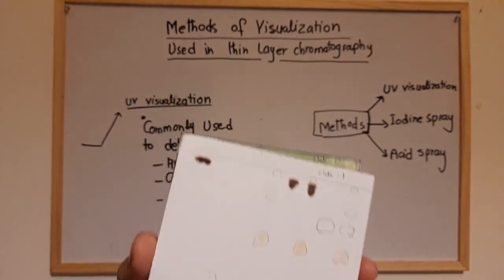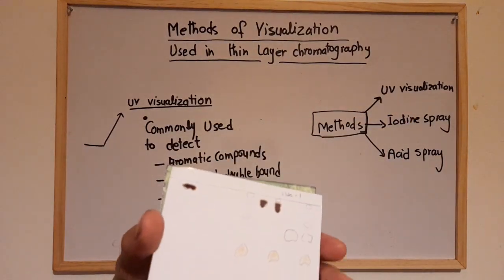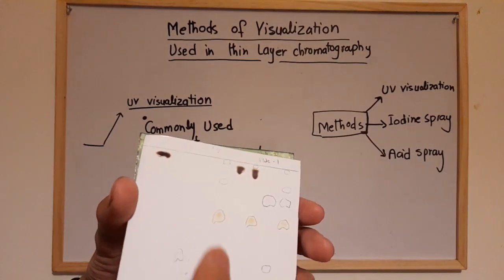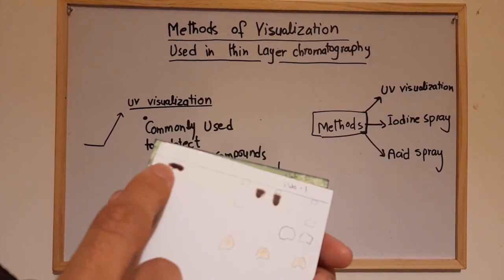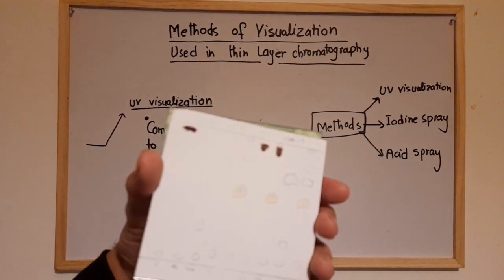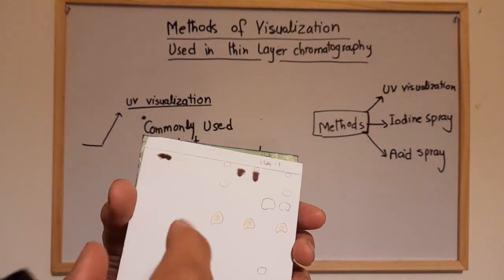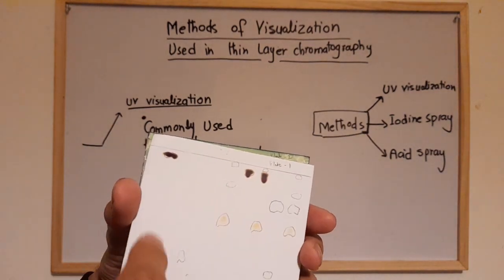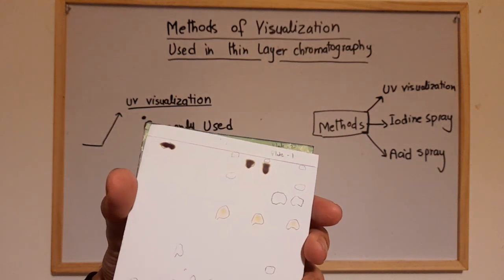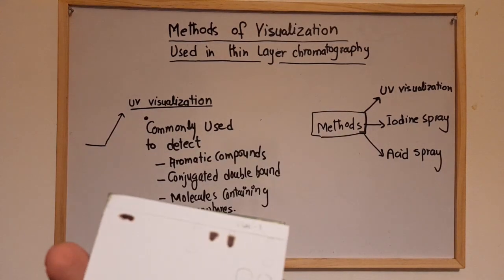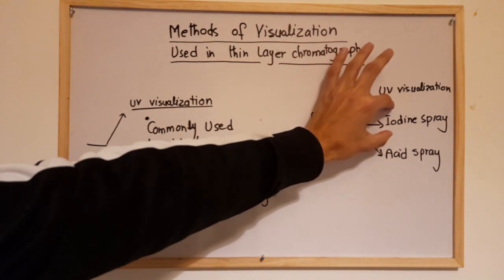After that, we use the iodine spray. We place the plate into the iodine bath, the container containing the iodine, and the compounds appear as brown spots with the iodine. Iodine forms weak van der Waals forces with the compounds that are present on the TLC plate, and we can easily detect those compounds using iodine. Then there are some compounds that are not even visible using iodine.